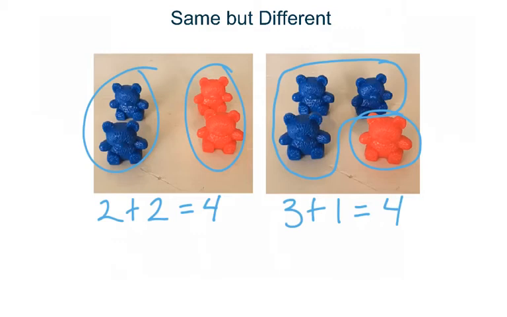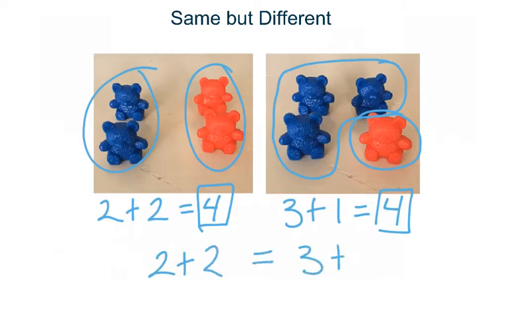Are they both the same? Yes, they both equaled how many? That's right, 4. So we could say that 2 plus 2 is the same as 3 plus 1 because they both make what? Yes, they both make 4.